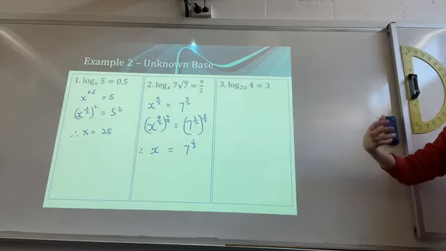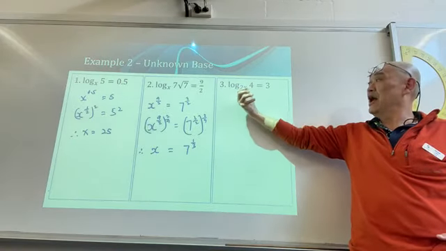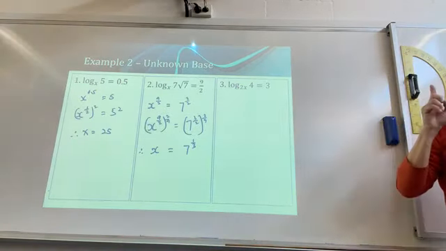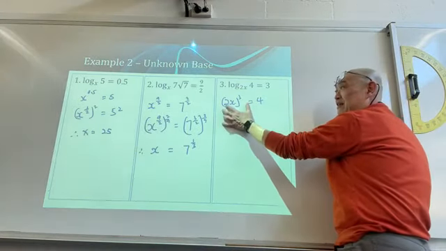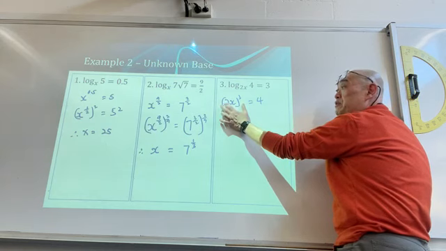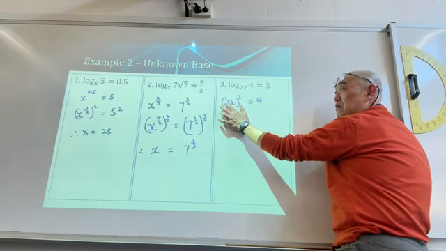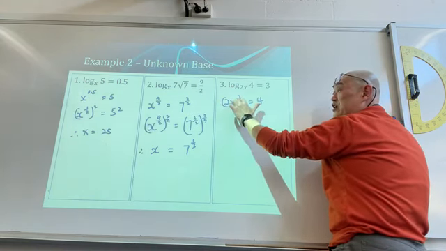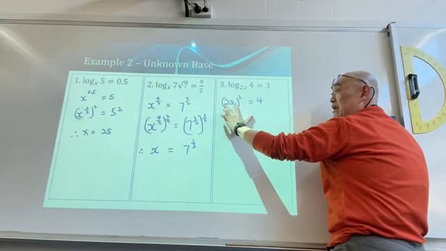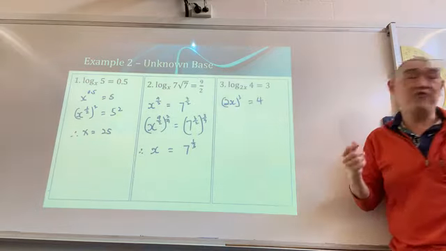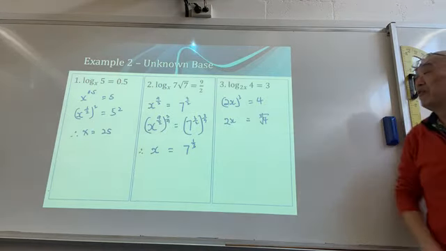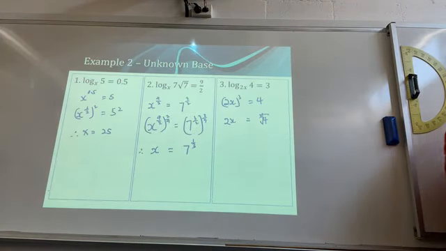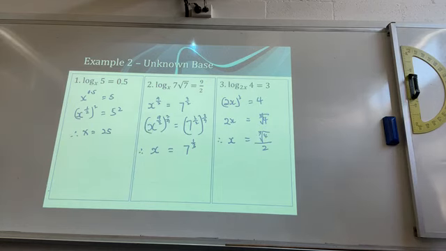Alright. Now, the next bit here is 2x to the power of 3. This time, you must make sure that you put your bracket in. The 2 has to be cubed as well. You cannot just have 2x cubed, otherwise the answer is incorrect. 2x to the power of 3 equals 4. So you know that 2x is the cube root of 4. Now, x would be the cube root of 4 divided by 2.